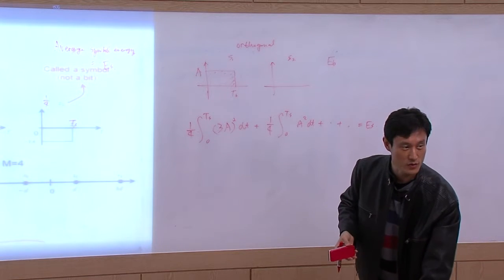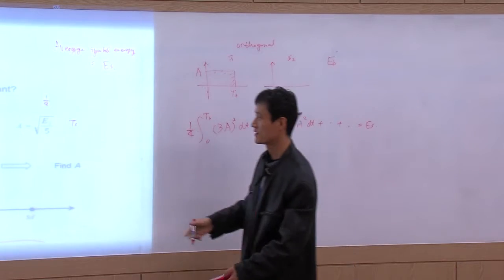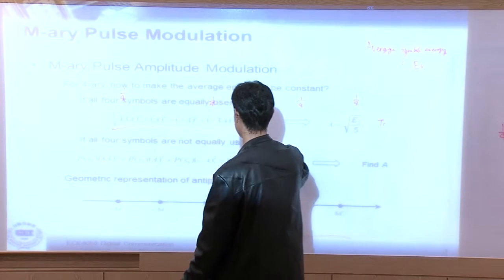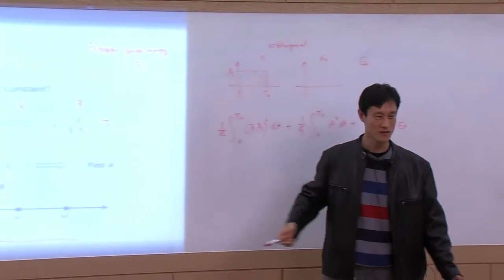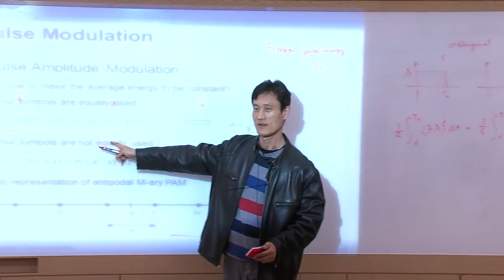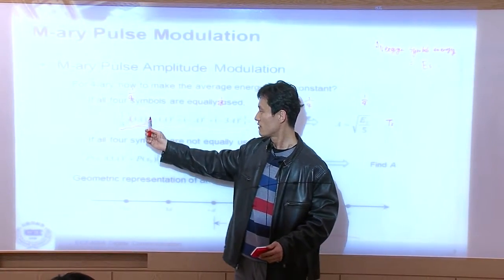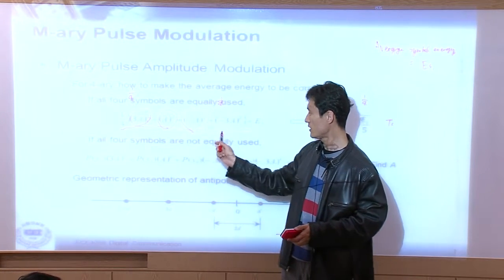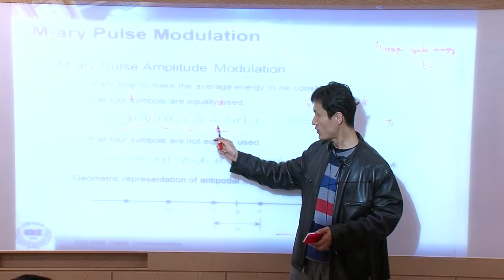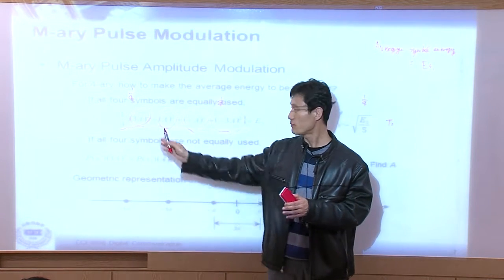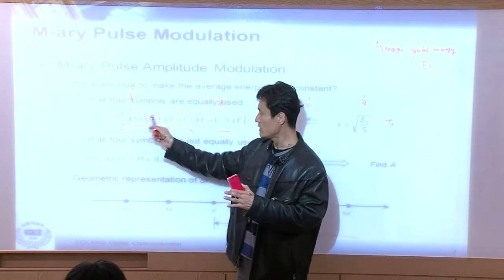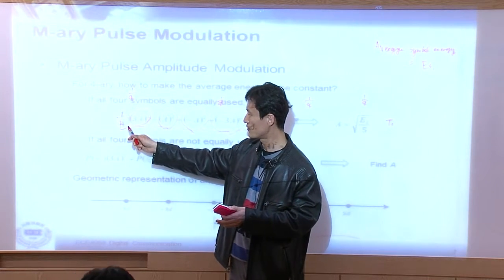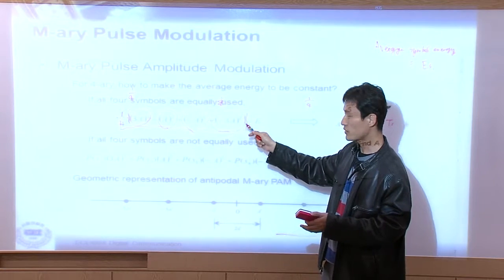So that's in the next slide. You don't have to write it. That's what I'm talking about. You're going to do it this way. This is the energy for S1, this is the energy for S2, energy for S3, energy for S4. Each symbol has a different energy. You put all together, and each one is transmitted with equal probability, 1/4. Multiply that and add it all together.